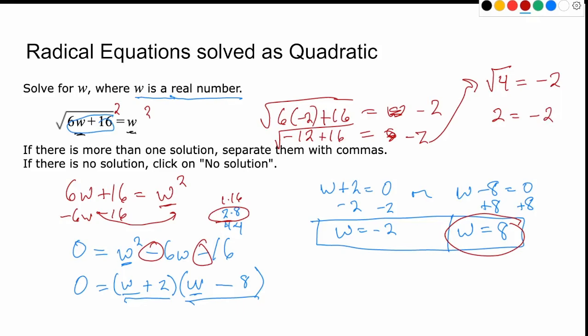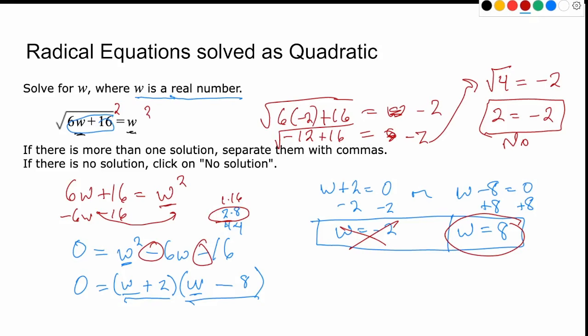I was thinking that I'd end up with a negative in the square root and say, oh, there's no real number. But either way, is this true? No. So we can't use this as a solution. It doesn't work. Negative 2 is what they call an extraneous solution. So we only have w equals 8 as a valid solution.